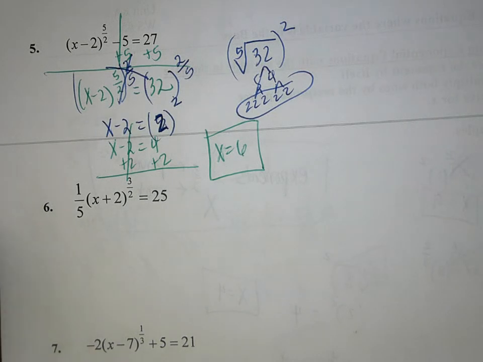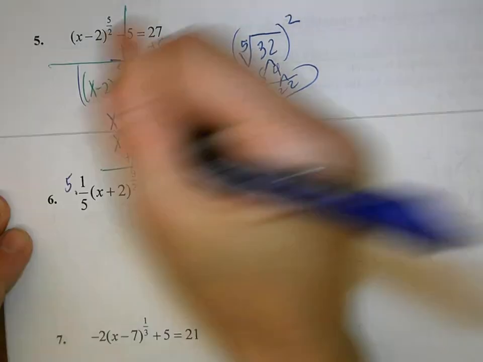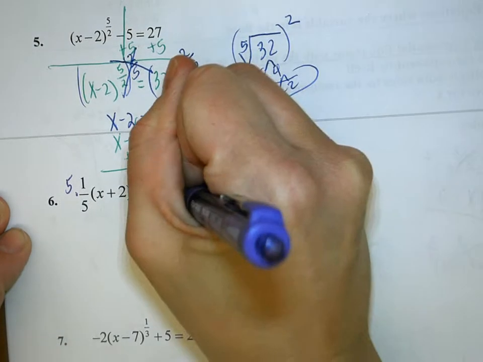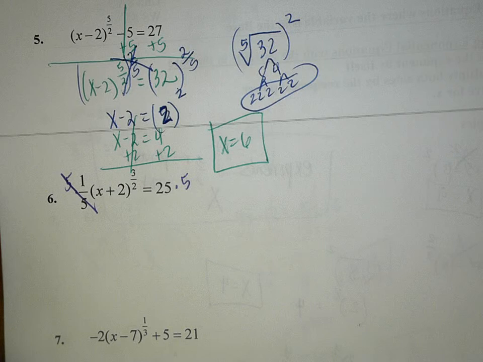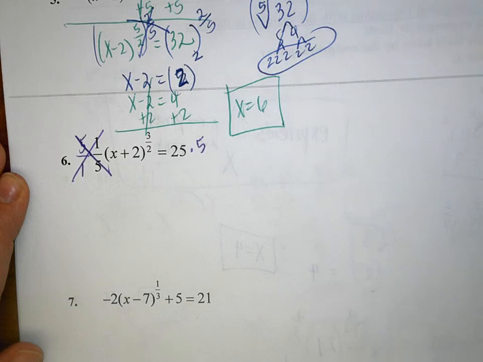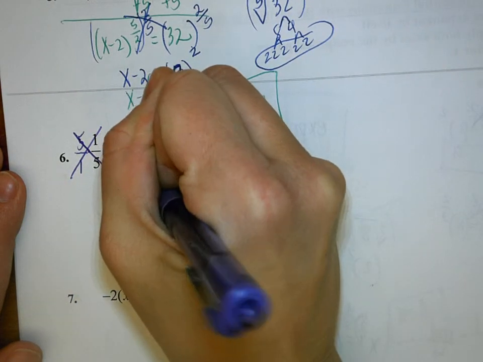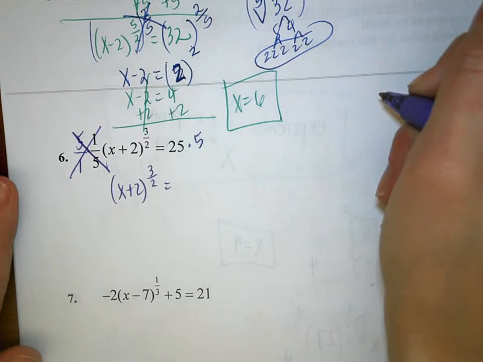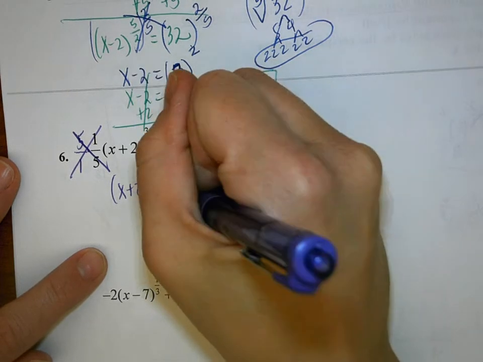Okay, example 6. What would you do first? Very good. You would first multiply by 5 to get rid of that fraction of 1/5. Whatever I do to one side, I do to the other. Those cancel out. 1 doesn't change anything, and it's really not even there. You could put this over 1 if you want to see it all happen that way. You have (x plus 2) to the 3/2 equals, and 25 times 5 is 125.